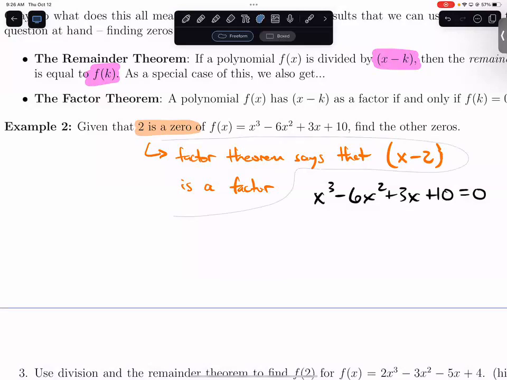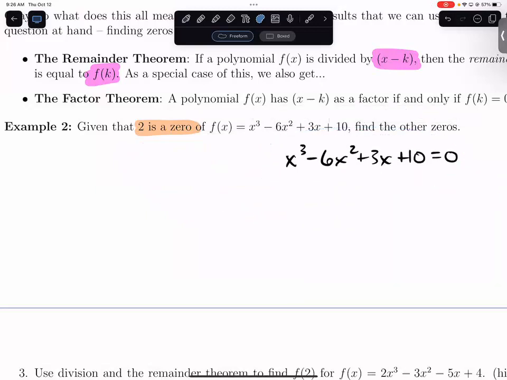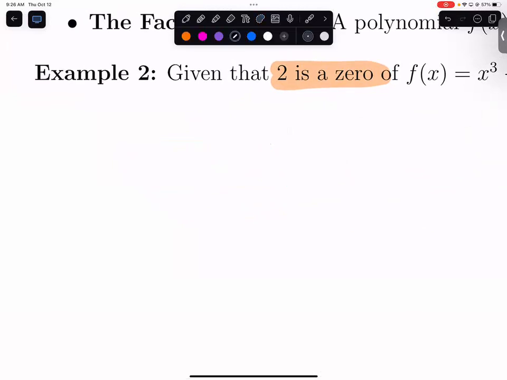except for this thing that we just found out about, that if I know a zero, then I know a factor. And if I know a factor, now that I know how to divide, I can break the thing down. So if 2 is a zero, that means x minus 2 is a factor.